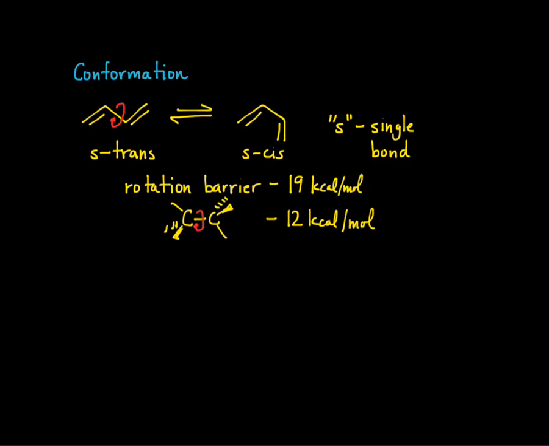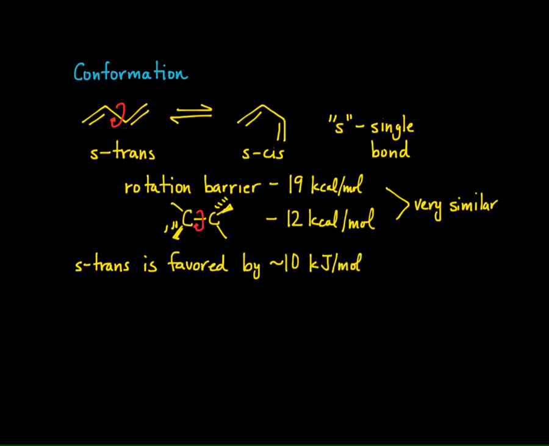So we see that there's a little bit higher energy for the rotation, but at room temperature, this is essentially insignificant. And so we can see that these butadiene systems, conjugated butadienes, are still going to be able to rotate from the s-trans to the s-cis. Now, having said that, s-trans is still favored by about 10 kilojoules per mole. And the reason for this is fairly simple if you take a look at the structure.